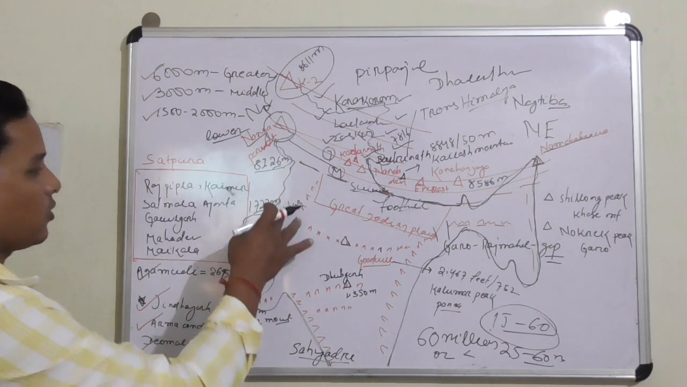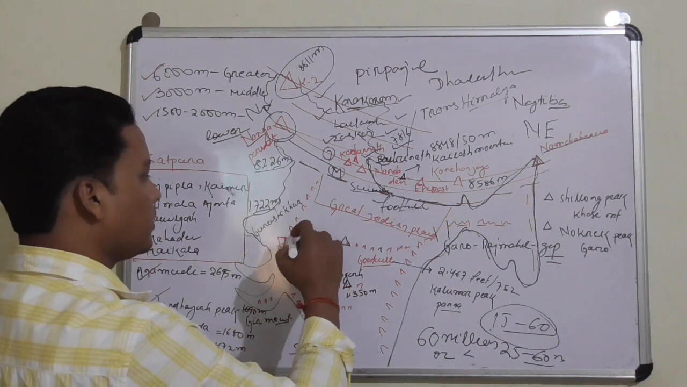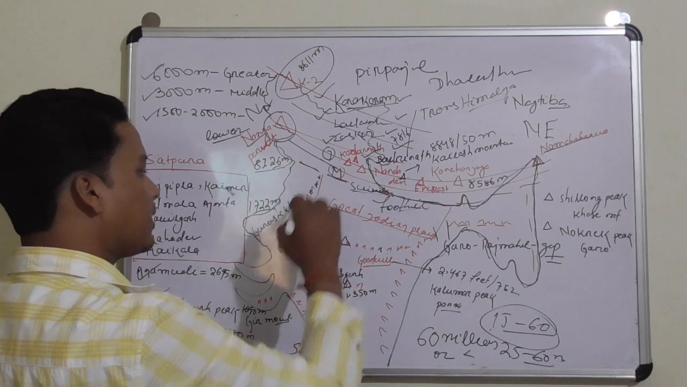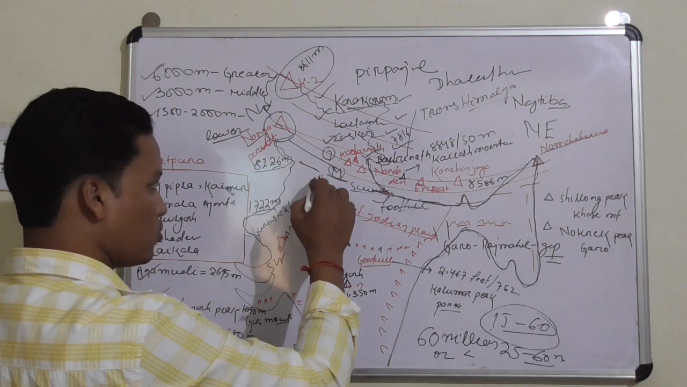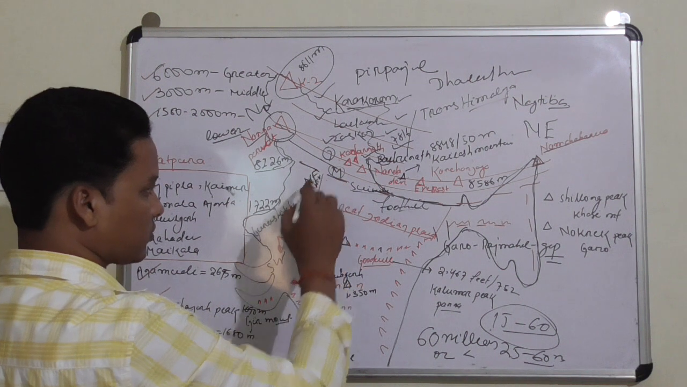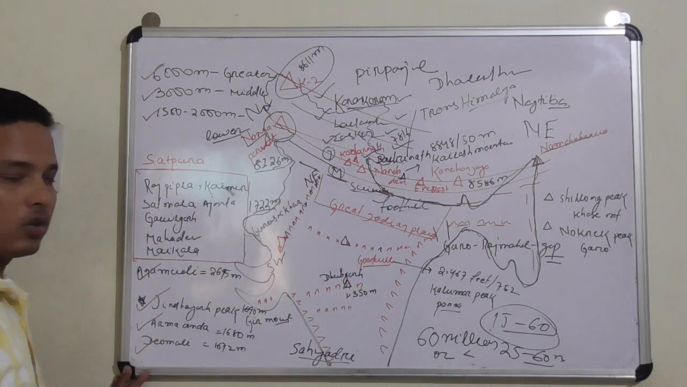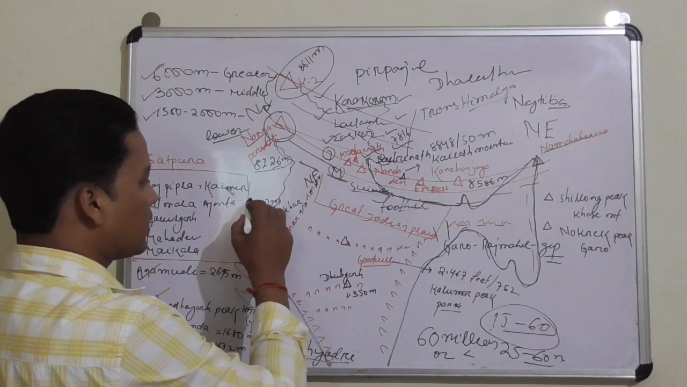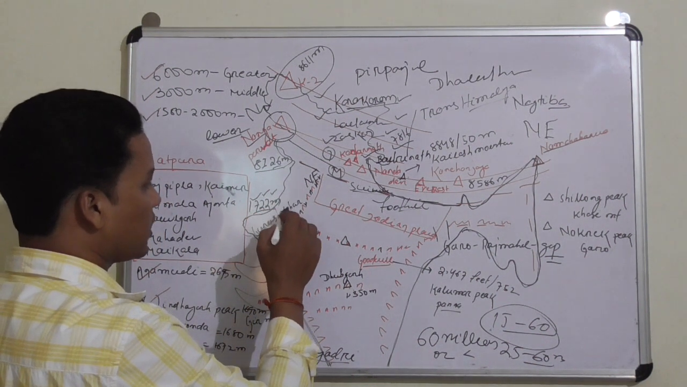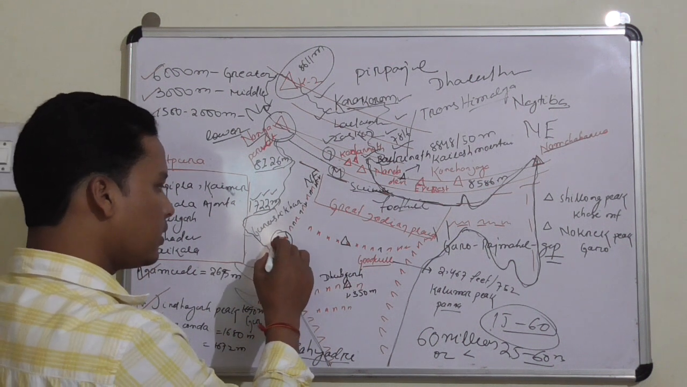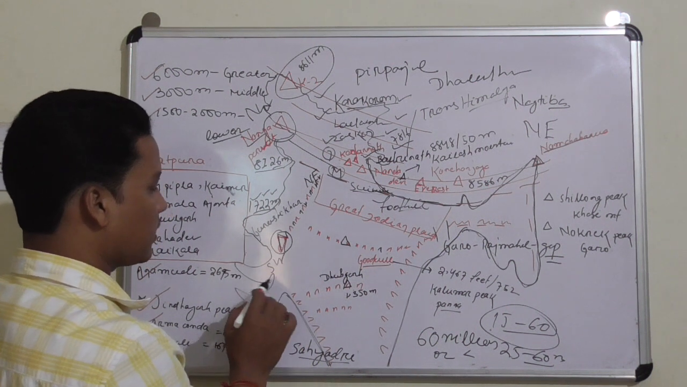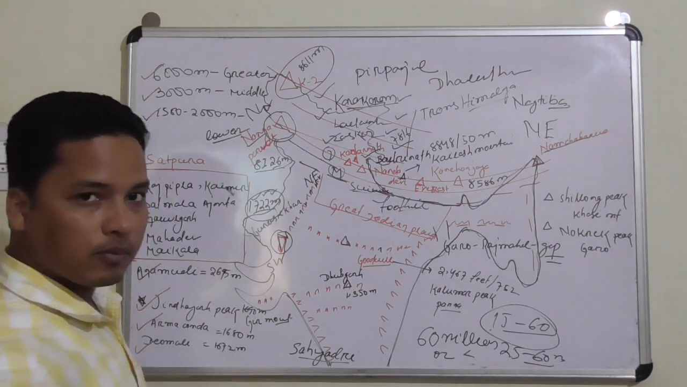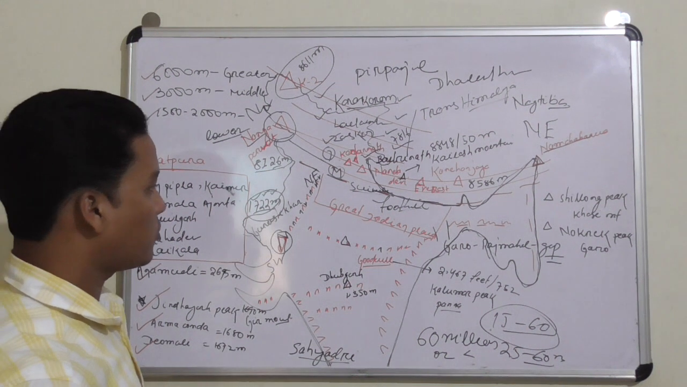Next comes this part. This is your Aravalli range. The orientation of the Aravalli range is southwest to northeast. The highest peak is Guru Shikhar, 1722 meter, in Rajasthan near the Gujarat border. Mount Abu is also there, the second highest point.